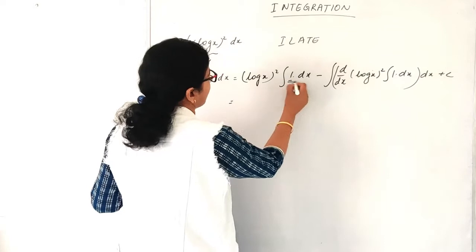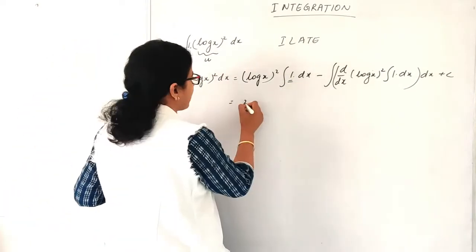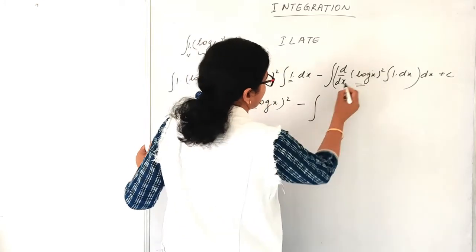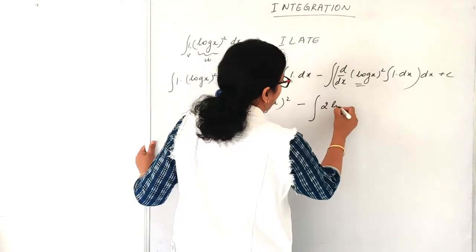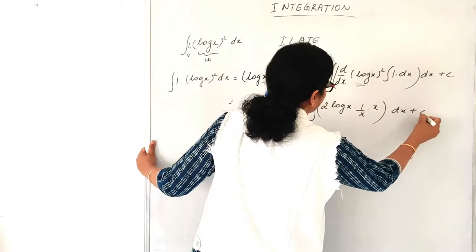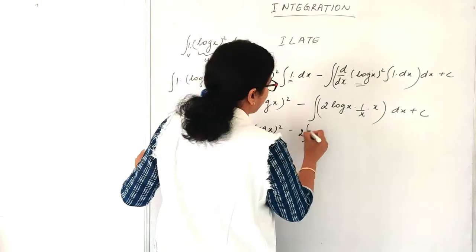So what will it become? Integration of 1 will be x. So I can write it as x (log x) whole square minus integration of the differential of this. So we'll use the chain rule: 2 log x into 1 by x into x dx plus c, right? So look here, 2 we can keep outside.